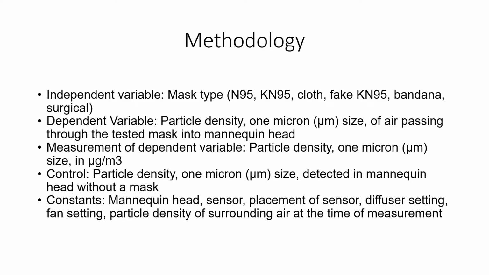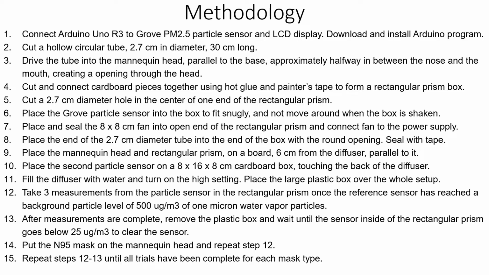The independent variable is the type of mask being tested. The dependent variable is the measurement of particle density in the air after passing through a mask attached to a mannequin head. The experiment measures the density of 1 micron particles passing through the mask in micrograms per cubic meter. As a control, the experiment measures the particle density in the mannequin head with no mask. Constants include mannequin head, sensor, placement of sensor, diffuser setting, fan setting, particle density of surrounding air at the time of measurement. This is a simplified description of the setup steps for this experiment as illustrated on the next slide.